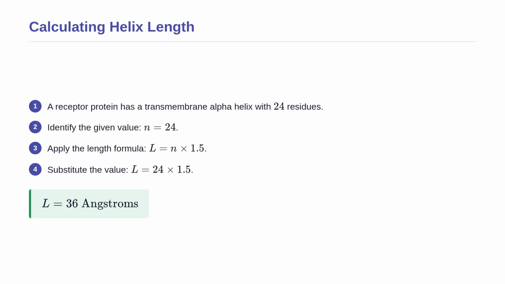Next, we use our helix length formula, L equals n times 1.5. By substituting 24 for n, we multiply 24 by 1.5. This gives us a final value of 36. This means the alpha helix is exactly 36 angstroms long. This makes perfect biological sense, as the hydrophobic core of a typical cell membrane is about 30 to 40 angstroms thick, making this helix the perfect size.